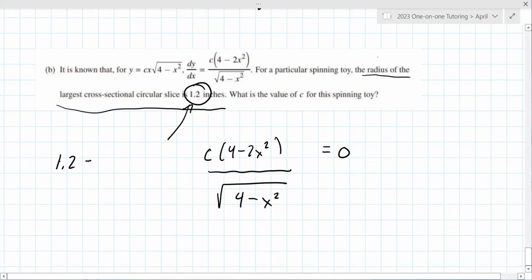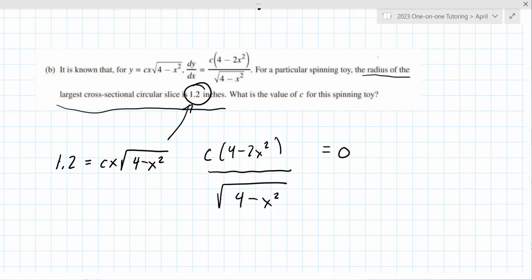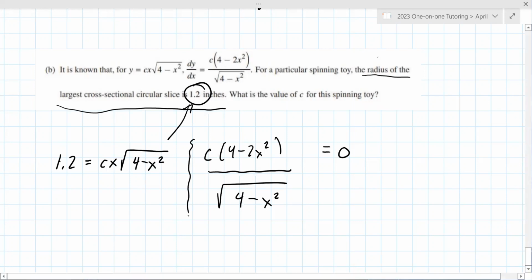I believe they're referring to this. There's an X value where it gives you 1.2 inches as the Y value. And I believe they're asking you to do some sort of a substitution here to solve for this. But how would you know that? Because you'd set that equal to 0.